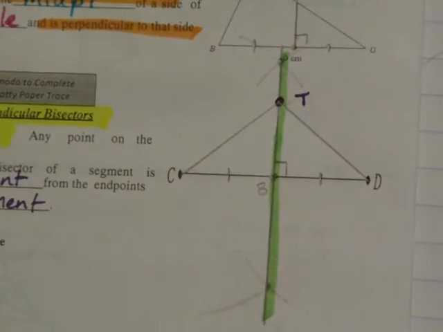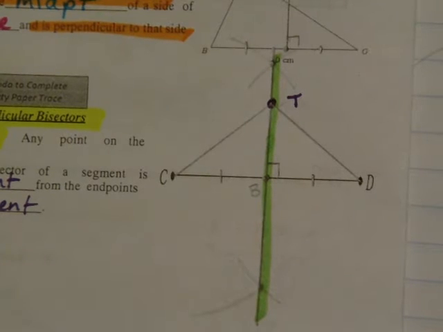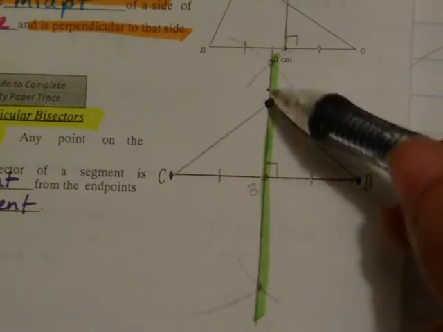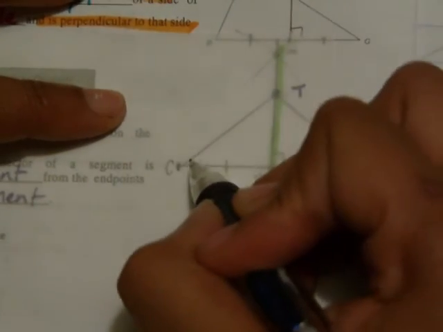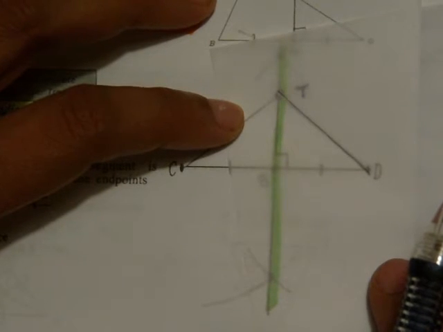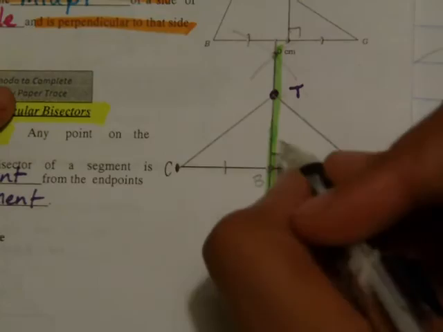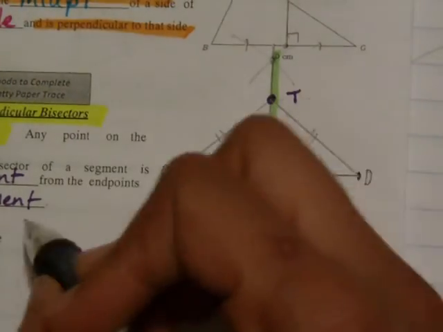Now, patty paper trace. I gave you some sheets of patty paper so we can trace to see the relationship. I'm going to show that the theorem says any point on this perpendicular bisector is equal distance. So I'm going to take my patty paper and trace CT. Now I'm just going to rotate it, line it up with DT, and it fits perfectly. So I'm proving that those are equal distance. Now I'm going to put 2 tick marks to show that those two segments are the same. We're going to verify. Remember, any point on the perpendicular bisector.